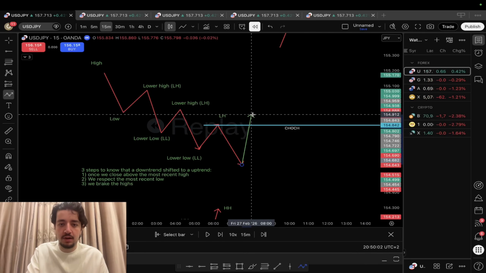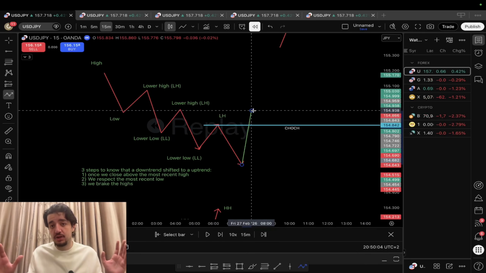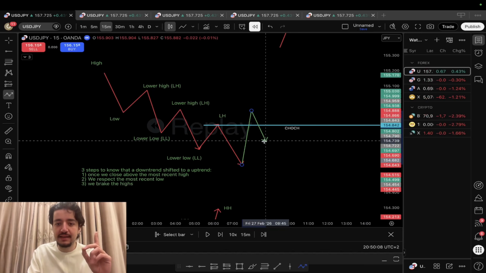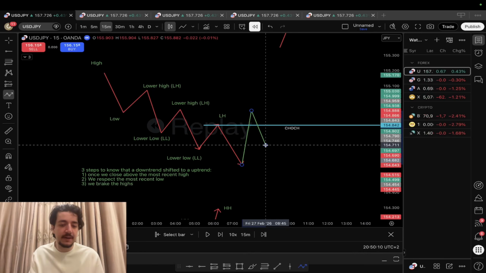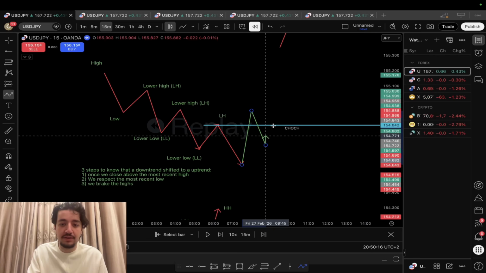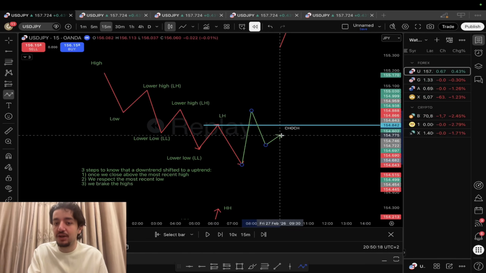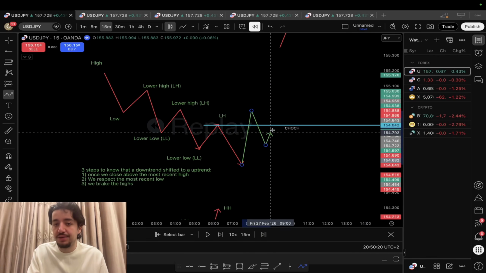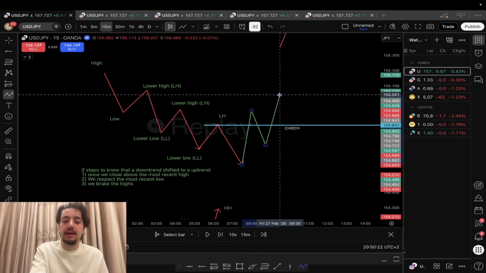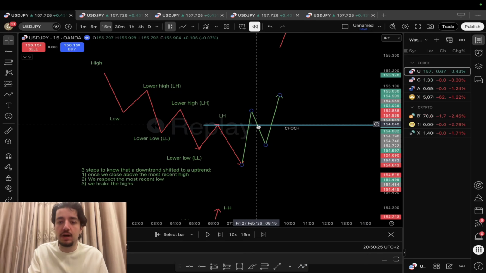So boom. Are we in an uptrend now? Potentially. Are we 100% confident? No. That's the first step. Second step, okay, we respect the lows. Are we confident enough? Not yet. We still need to see the third step. What is the third step? That's why, guys, I told you this is a potential higher low. What is the third step? We break the highs. And now I can see, okay, now an official uptrend.